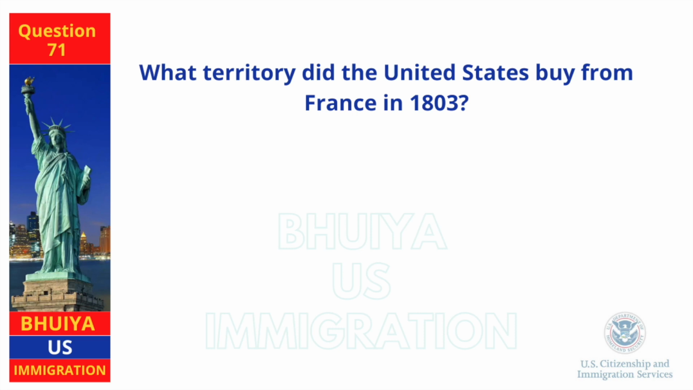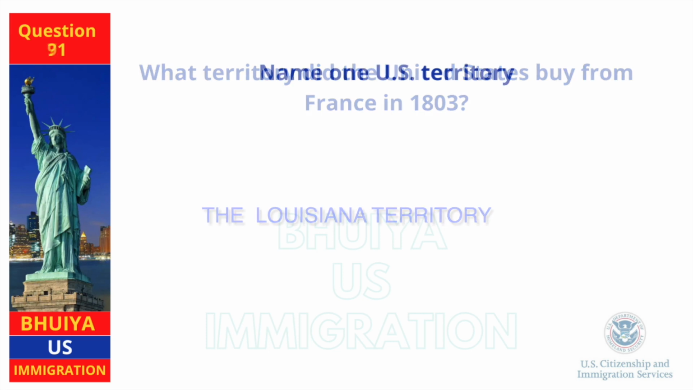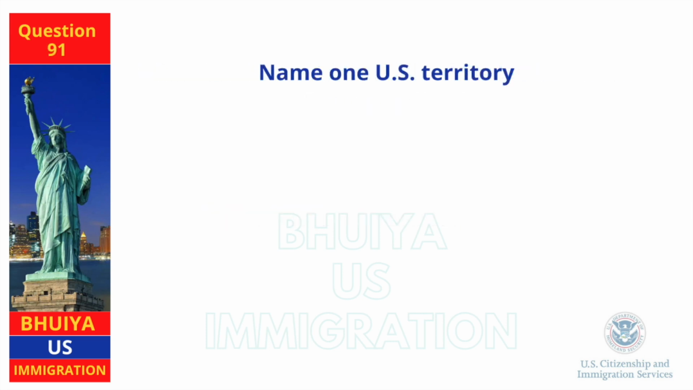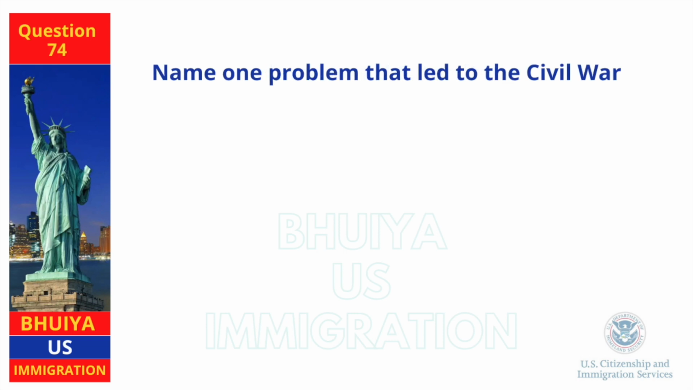What territory did the United States buy from France in 1803? The Louisiana Territory. Name one US territory. Guam. Name one problem that led to the Civil War. Slavery.